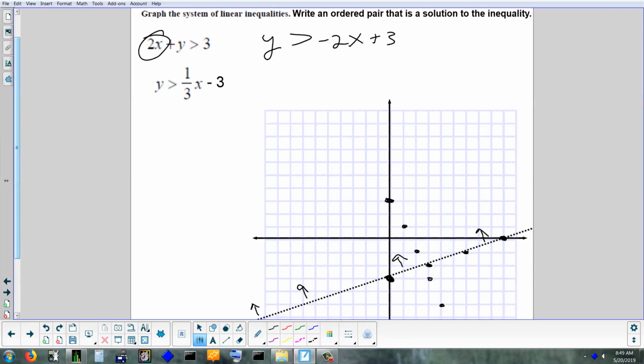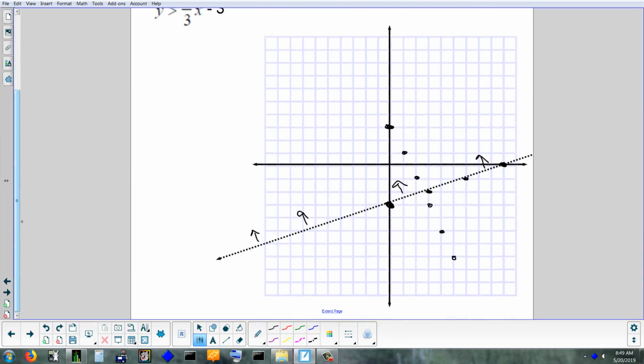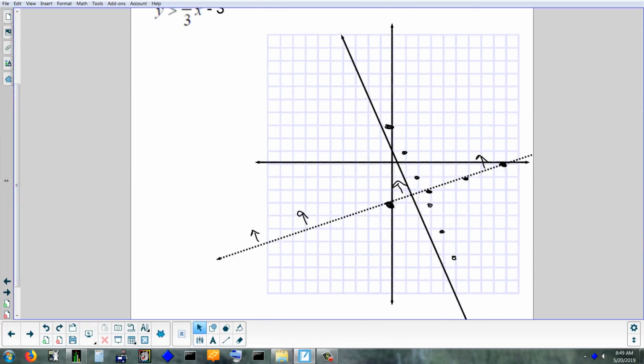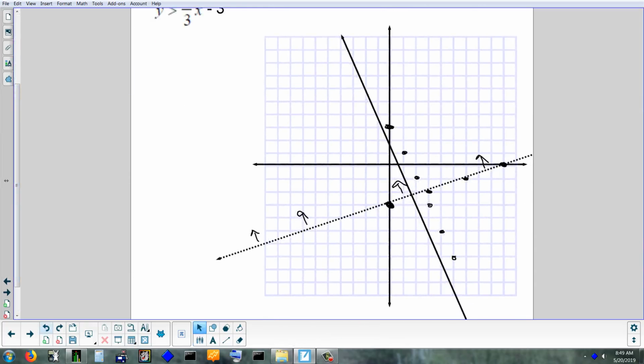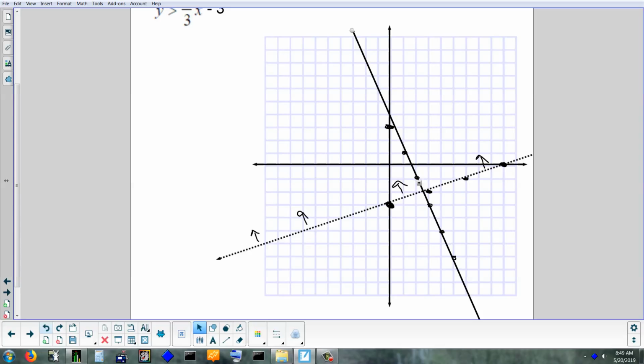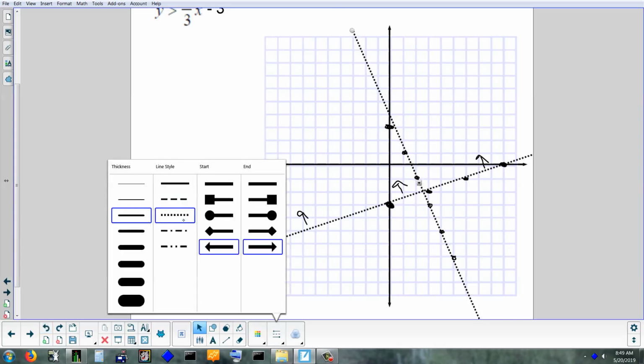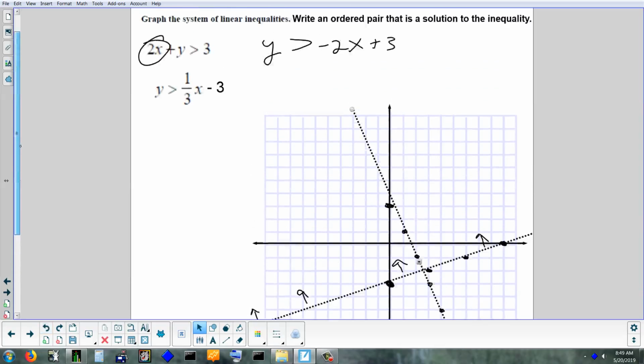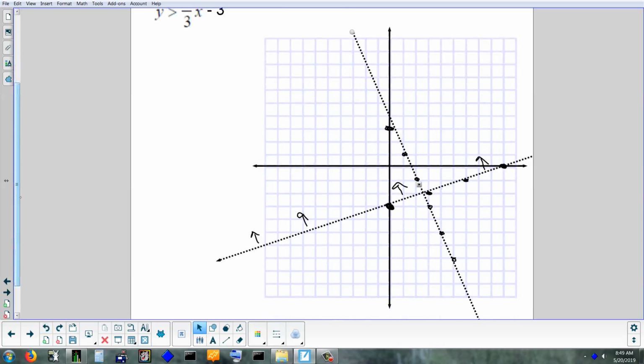Shade above or shade below? Above. Greater than is above. Okay? So shade above and make it dotted. Wait, is it dotted? Yep, dotted. Now, I'm confused with all these lines. Just put this in the right spot. Make it dotted. And where did we just say? Shade above.